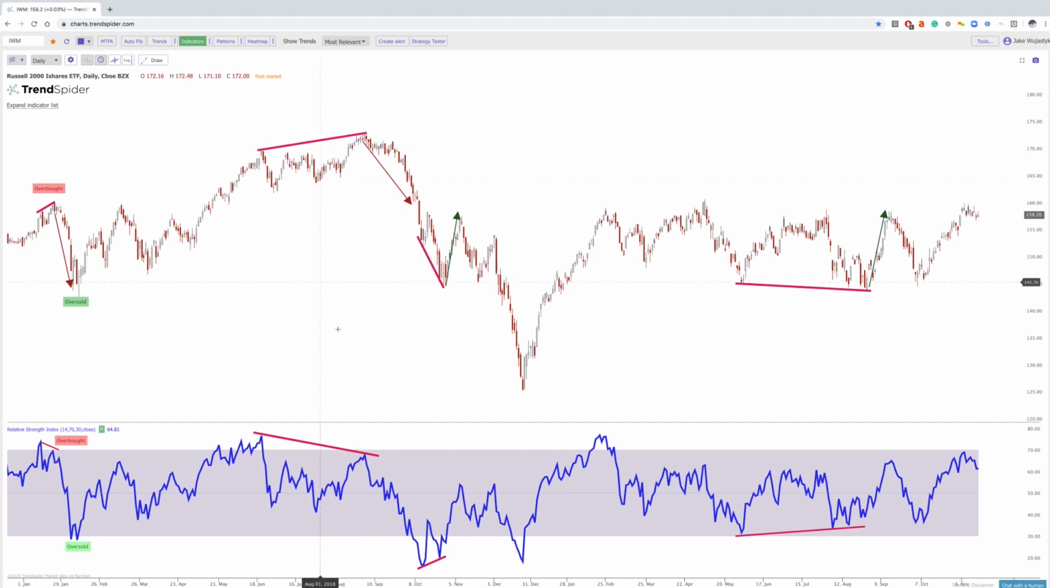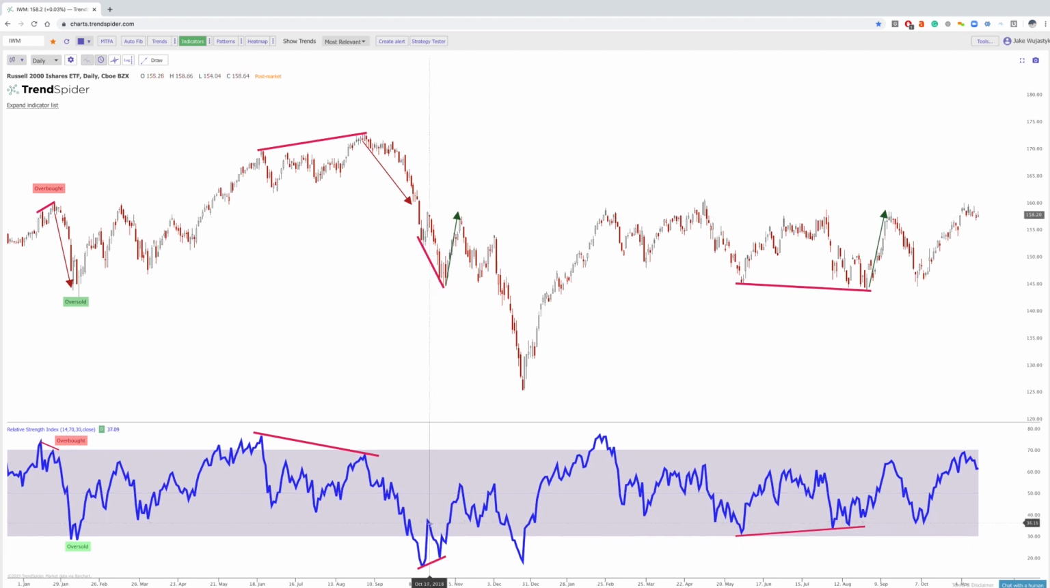But then you see what we just talked about, negative divergence forming once again, where you have these higher highs on price, but then you have a lower high on the RSI, and you have quite a big reversal to the downside. You can see here that we then have positive divergence, where the RSI actually becomes incredibly oversold. There's a small bounce in price and a small bounce in the RSI.